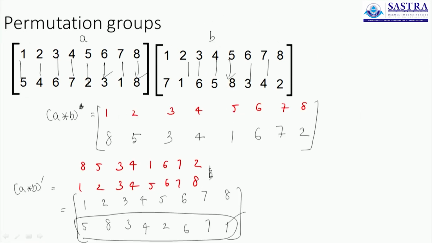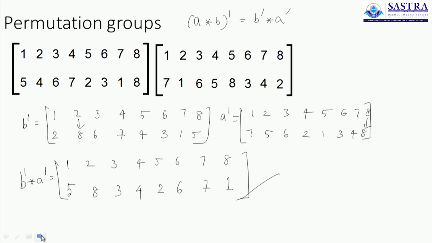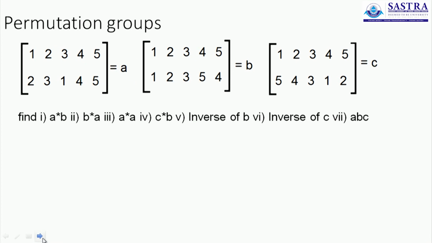So that's how you find the inverse of any element. There are two ways to find the inverse of A star B, and you've done both. That gives you enough practice on that. Now to wind up today's class, we will discuss one more set of problems on permutations.